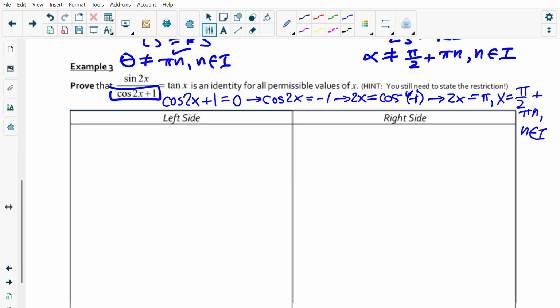Okay, so let's think about this. If x equals pi over 2, that means we have cosine of pi. Cosine of pi is negative 1, and that makes the denominator 0. So this works, and every plus pi n units thereof. Okay? All right, so there's our restriction.